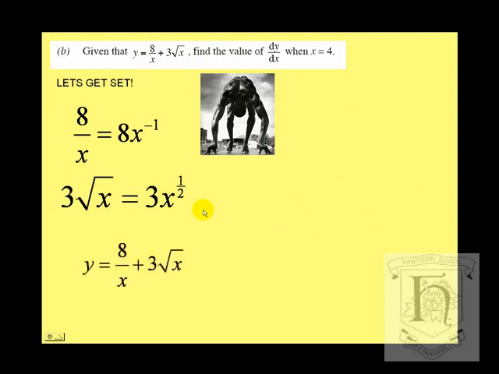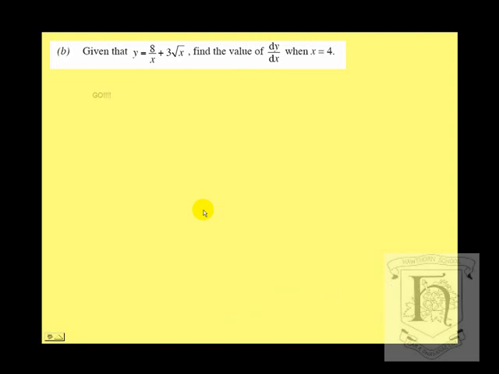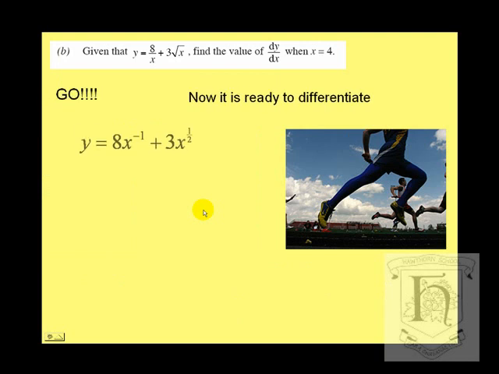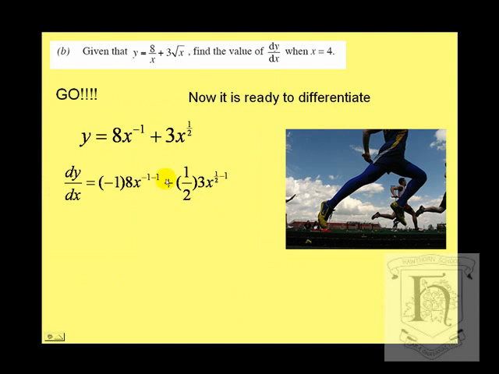So, we write down our new expression as y equals 8x to the power of minus 1 plus 3x to the power of a half. And now it's time to go. So, differentiating means to bring the power down, decrease the power by 1. I've put in this one line that I wouldn't normally do in a calculation, but it does help for the benefit of this video. Bring the power down, decrease the power by 1. Half, that's the power, bring it down, and decrease the power by 1.